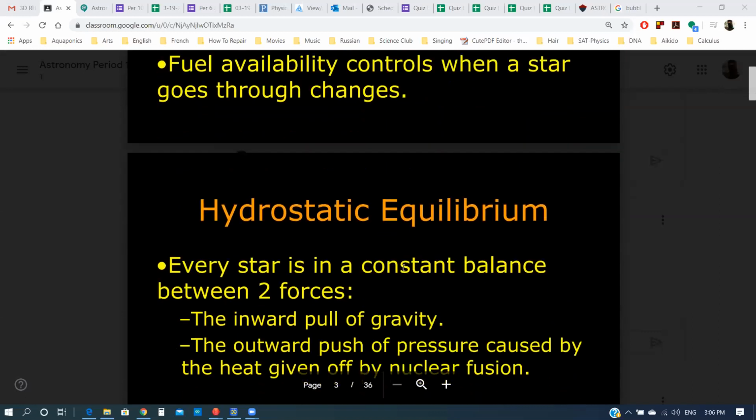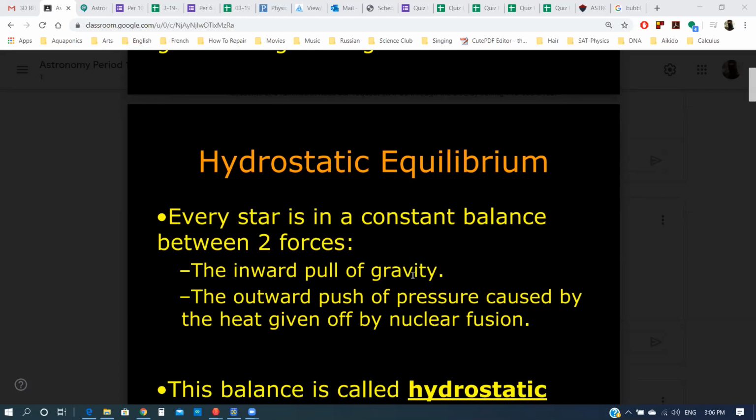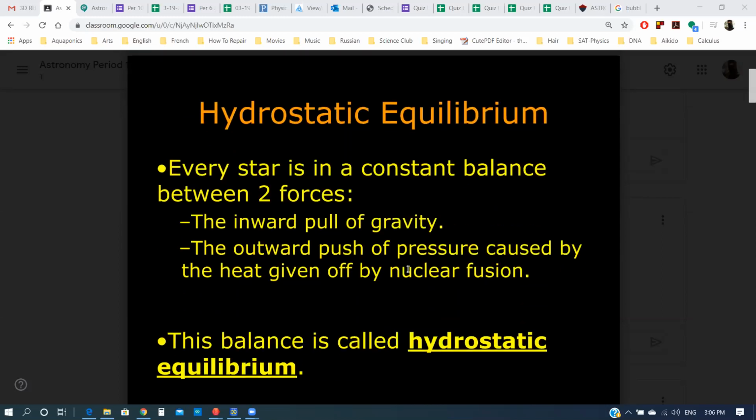We talked about hydrostatic equilibrium. There's a competition between two forces: the inward pull of gravity and the outward push of pressure caused by heat, right? There's a pressure, you can use gas laws to figure it out. It's an approximation, but it will work for the plasma inside the core of a star. And when these two are balanced, the star is in hydrostatic equilibrium.